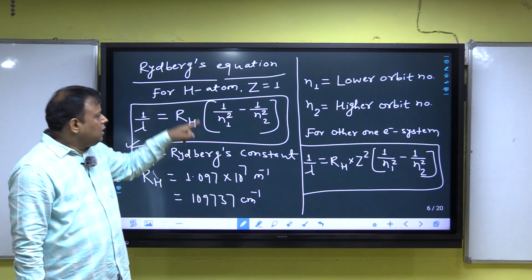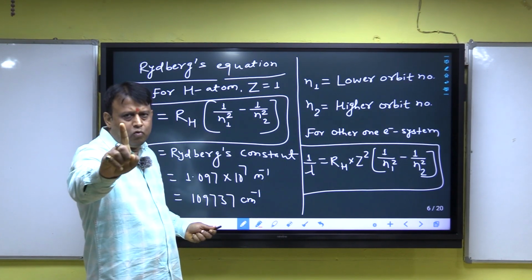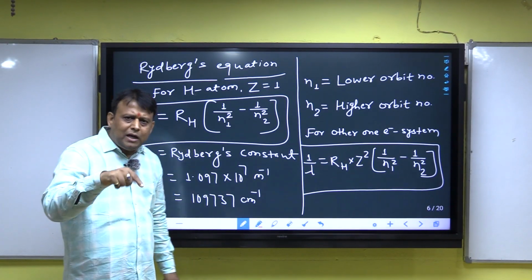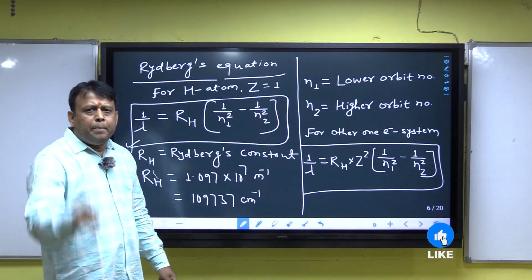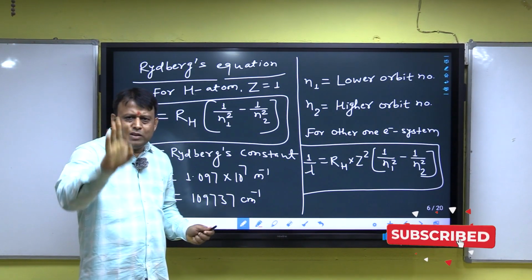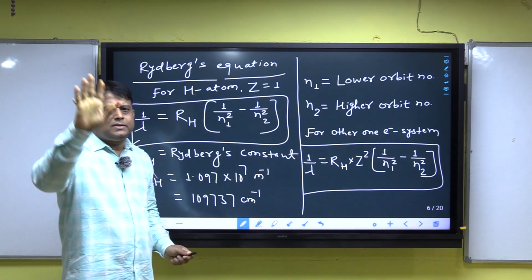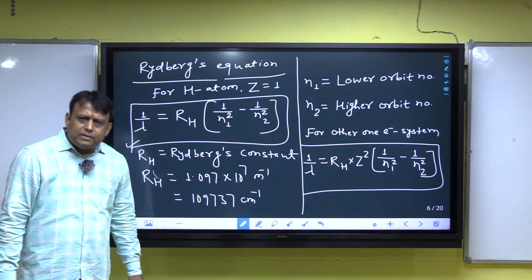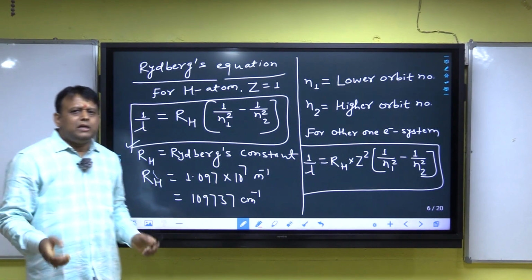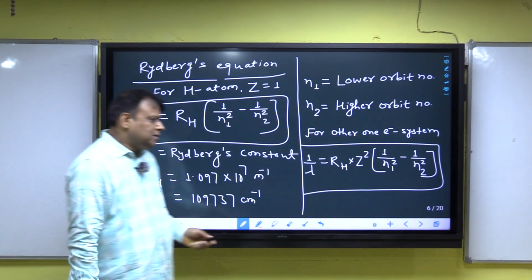Always keep in mind, in any series, Lyman N1 is fixed at 1, Balmer N1 fixed at 2, Paschen N1 fixed at 3, Brackett N1 fixed at 4, Pfund N1 fixed at 5, and Humphreys N1 fixed at 6. Now I will discuss each and every series along with the Rydberg equation. Write down.